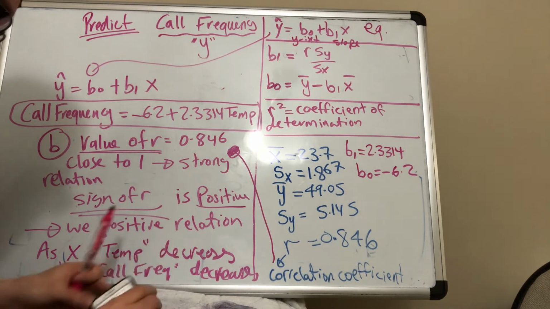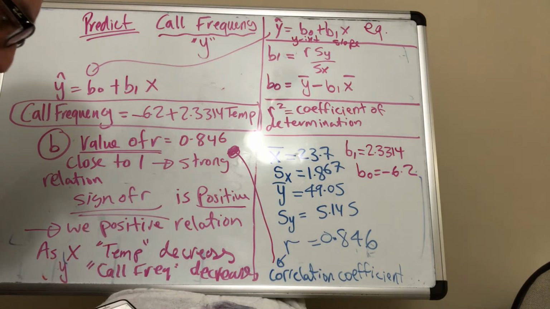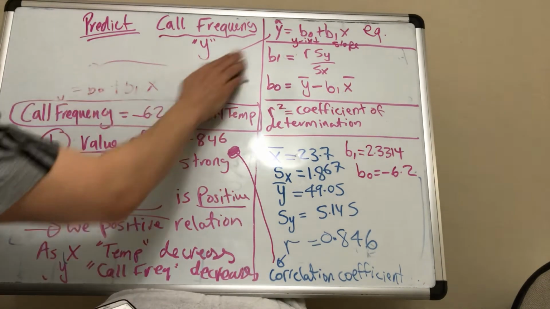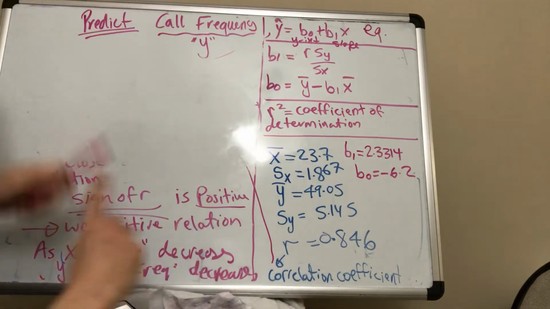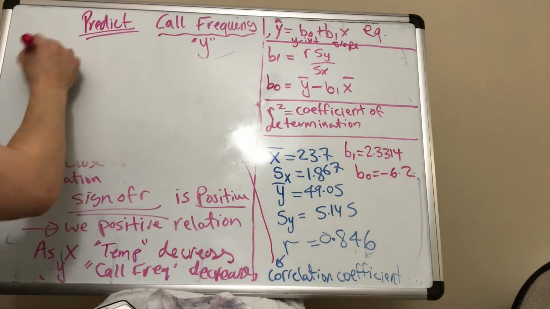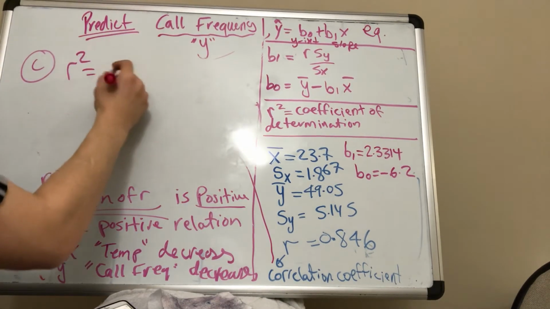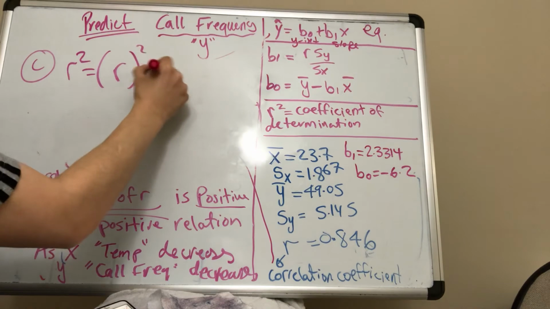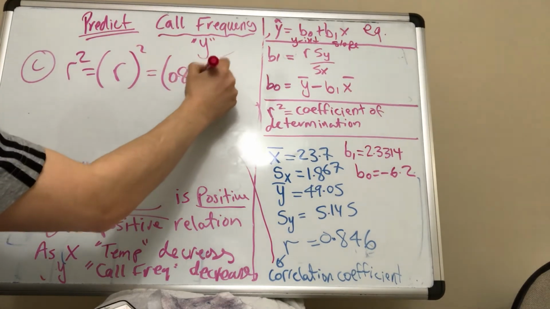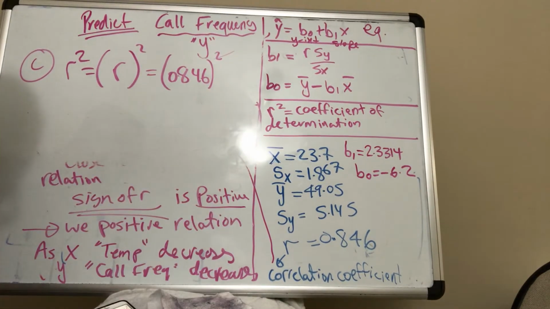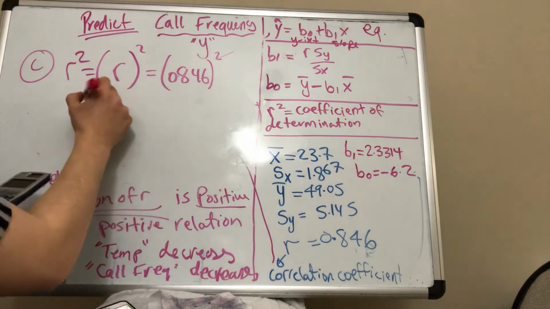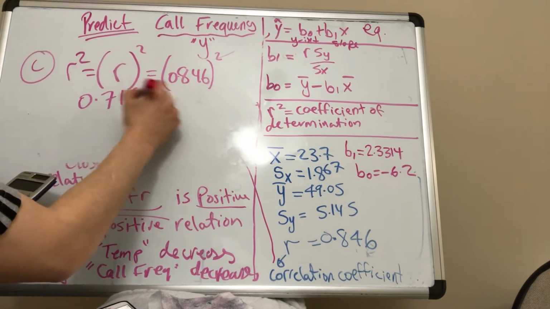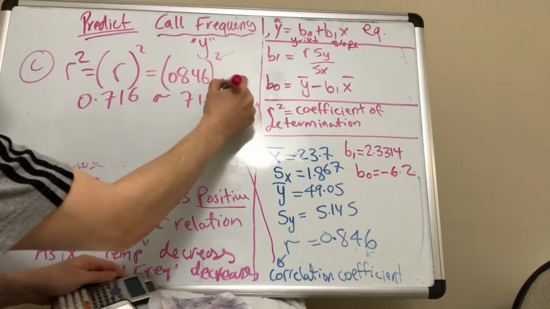And then they want to see how much of the variability in call frequency is not explained by the model. There's something called R squared, where you take the value of R and you square it. So you take this 0.846 and you square it. 0.846 squared gives you about 0.716 or 71.6%.